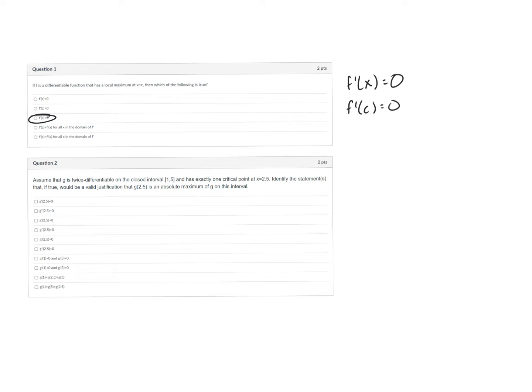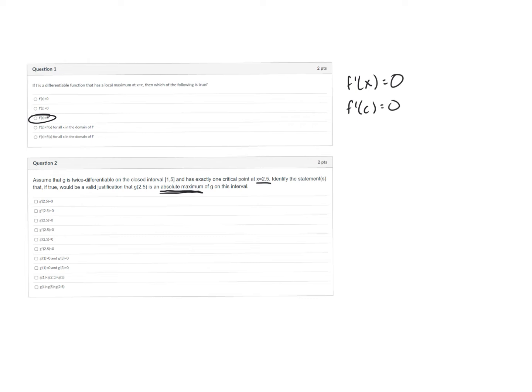All right, on to question 2. We want to assume that g is twice differentiable, so that means we can take the derivative twice. It's on this closed interval from 1 to 5 and has exactly one critical point at x equals 2.5. We want to identify the statements that, if true, would be a valid justification that g of 2.5 is an absolute maximum. This keyword absolute here is different from a local maximum, so we want to remember that whenever we pick our options.